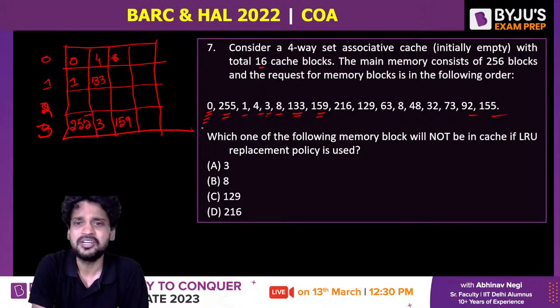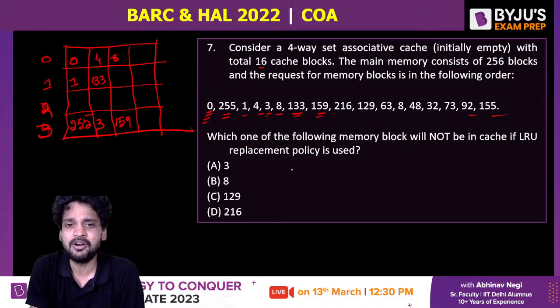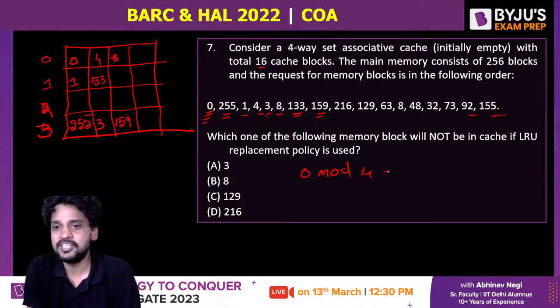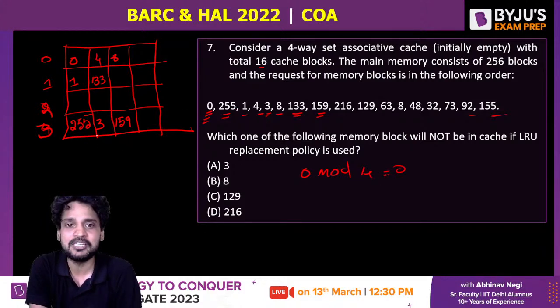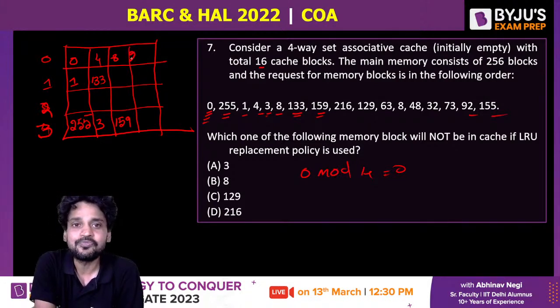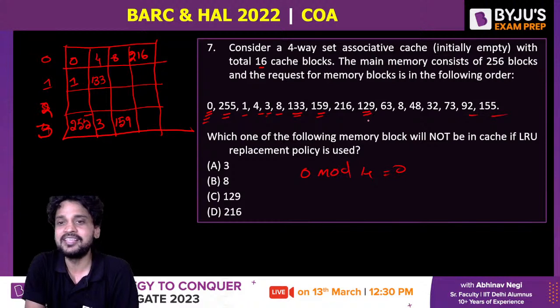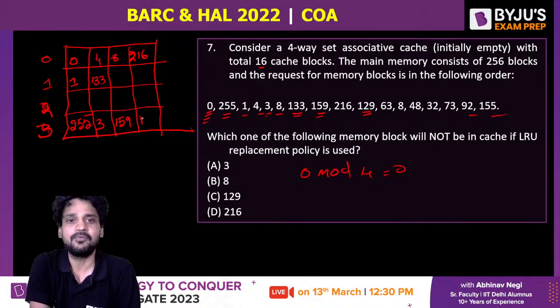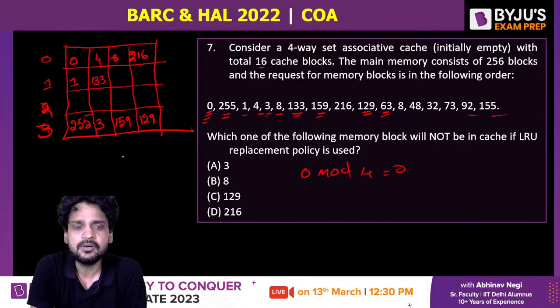Is it making any sense or not? Because I am using the mod rule here. What is the mod rule? Main memory reference block mod the total number of sets. 0 mod 4 is equal to 0. 255 mod 4 is equal to 3. 1 mod 4 is equal to 1. 4 mod 4 is equal to 0. 3 mod 4 is equal to 3. 133 mod 4 is equal to 1. 159 mod 4 is equal to 3. 216 mod 4 is equal to 0. And 129 mod 4 is equal to 1. Am I clear? 63 mod 4 is equal to 3. Hold on, 63.